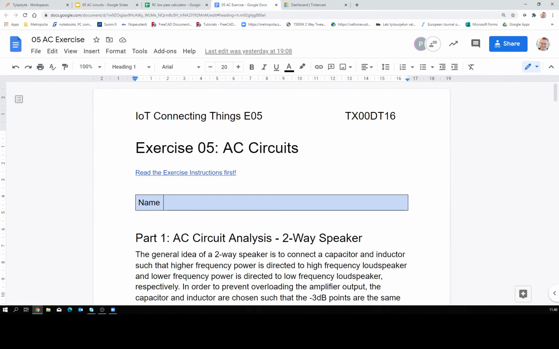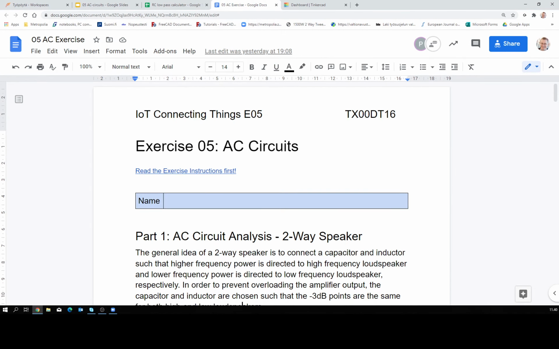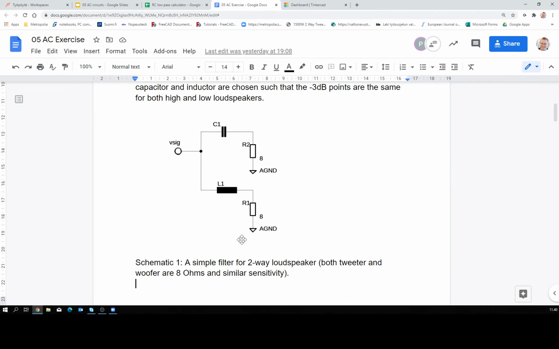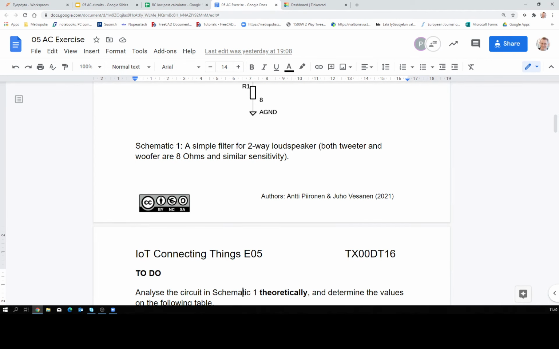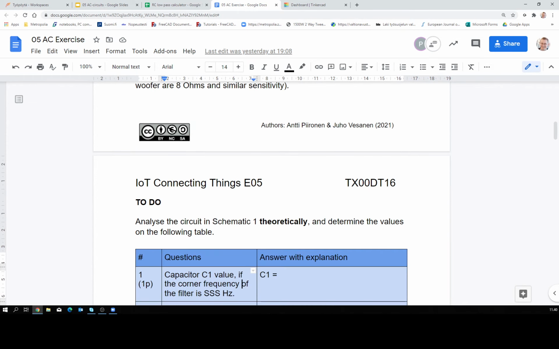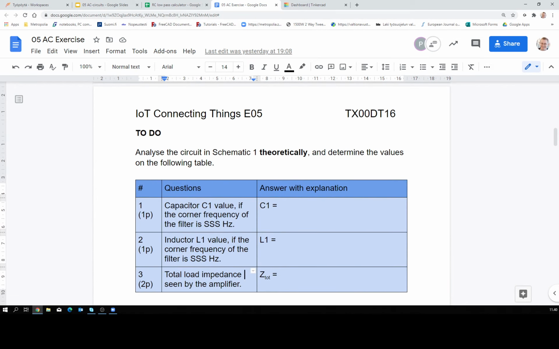So the first part is to find the correct place in your information and calculate the values theoretically. What is the capacitor C1 value if the corner frequency of the filter is given? And the same corner frequency for L1. Those are direct calculations, and there you have all the values. So not a big deal.